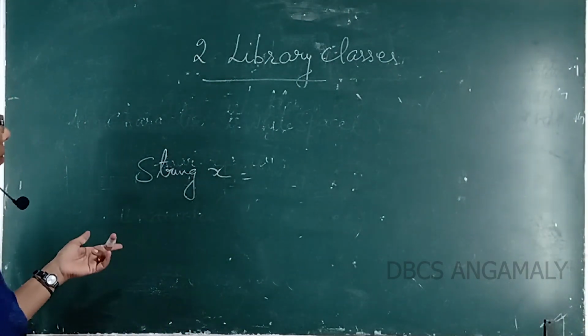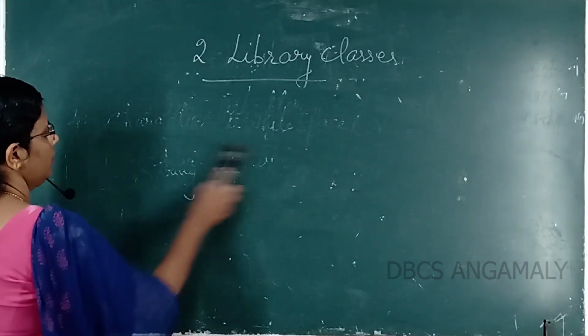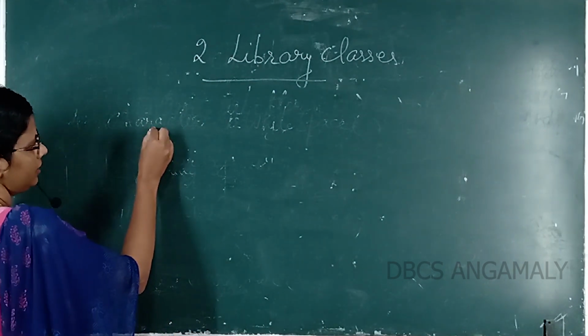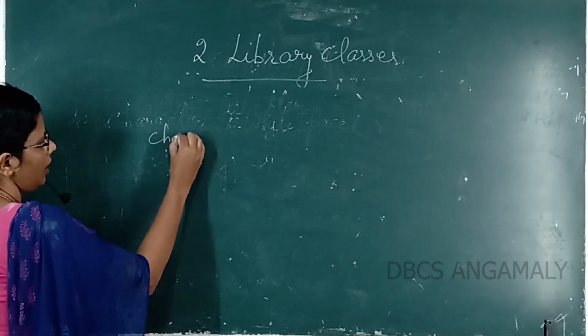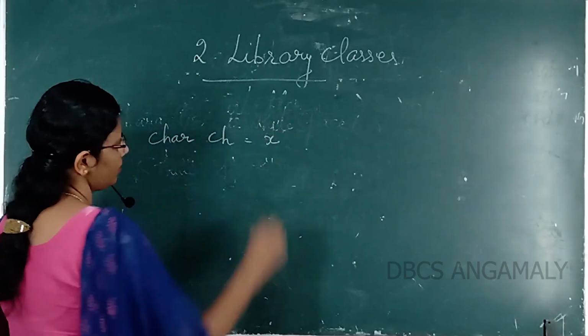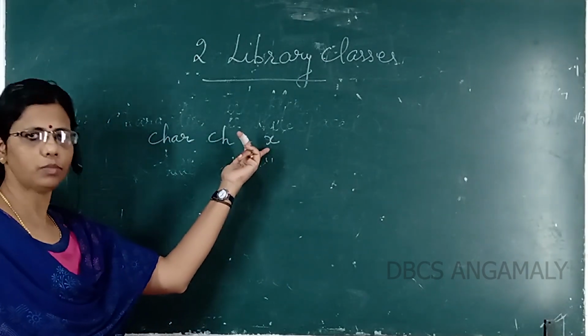So we are going to learn about the next function, how you convert a character to uppercase. For example, I have stored char ch is equivalent to x. I want to store this x. Now I have stored it as a small letter.